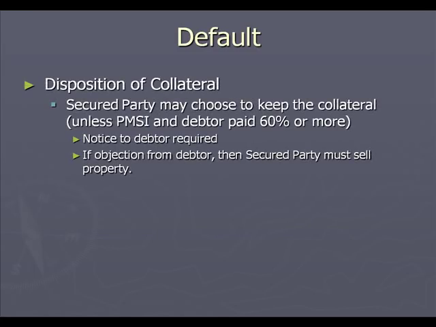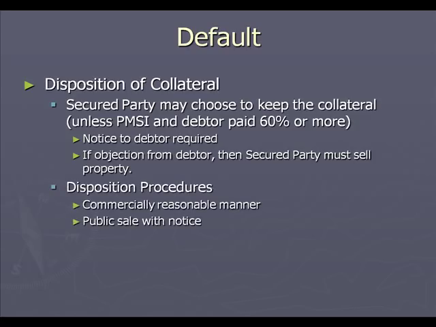Now, once you have repossessed the collateral, you have a couple options. One is you can just keep the collateral and say, okay, this pays the debt. If it's a purchase money security interest and the debtor's already paid at least 60%, then the secured party can't just keep the collateral. Also, the debtor can object. The debtor can say, no, I don't want you to keep the collateral. I think it's worth more than what I owe you, so I want you to sell it so that I can see if I can get some of the money back at the end.